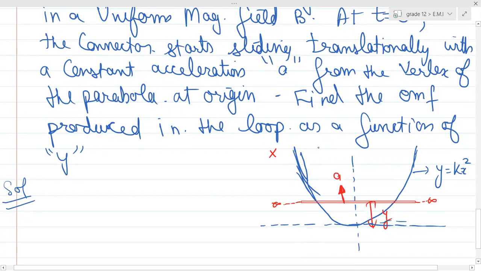Magnetic field is acting into the plane at every point. Now the question is, we find the EMF induced across these 2 points. Can you see? Because this is moving with certain velocity, right? Since it is moving with a constant acceleration, then velocity will also be a function of time. So think and do it a little bit. Initially, it is at rest.